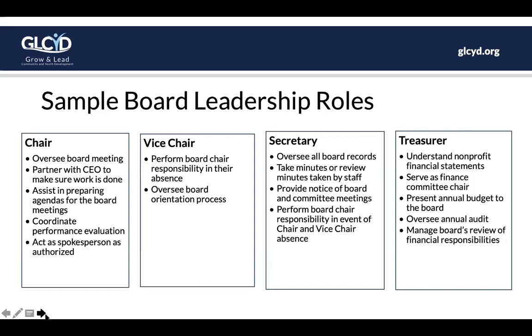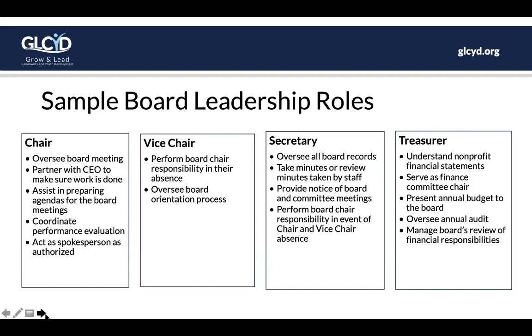So common things that the chair does is act as the leader of the board. They oversee the meetings. They work as the point person for the CEO. They assist with preparing the board agenda. They coordinate the CEO's performance evaluation, and they can act as spokesperson as authorized on behalf of the board.